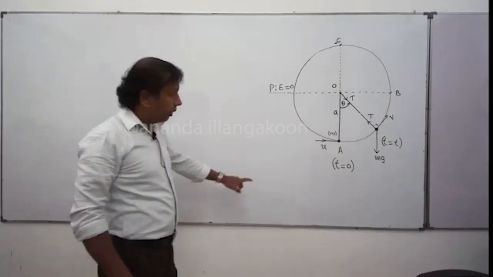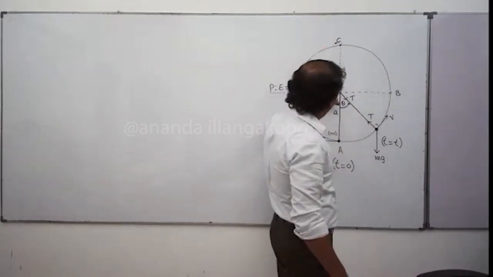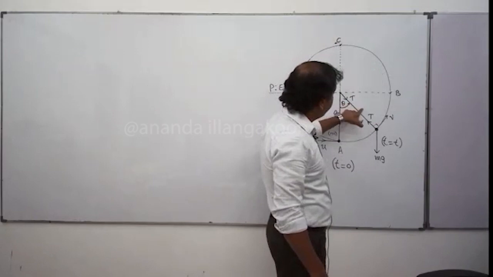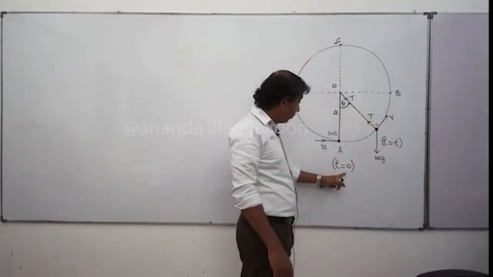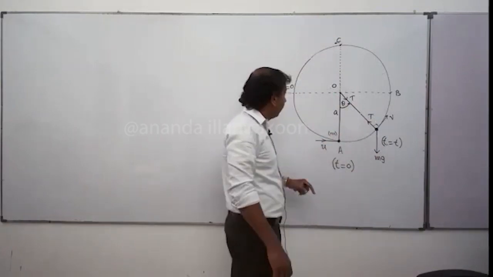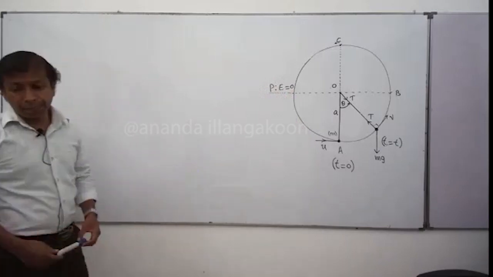Mark this A, B, C, O, this angle theta, tension T, velocity V, time t equals T, mg, and t equals 0, mass M, the length A, and potential energy zero level. All we have to mark.